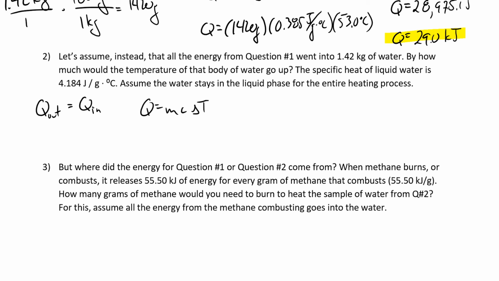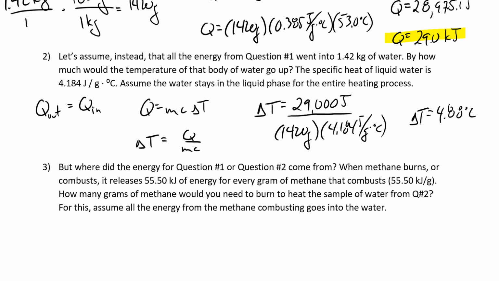So what we want to set up here is another specific heat question, where Q = mcΔT. Here we know the Q, it's 29.0 kilojoules, so we're going to solve for ΔT instead, Q over mc. Take a minute, and using the values for water, please solve for the change in temperature of the water. You can pause the video now. And hopefully you come up with a temperature change of 4.88 degrees Celsius.